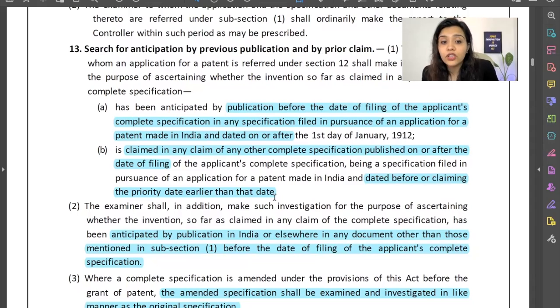Therefore, it is written: is claimed in any claim of any other complete specification published on or after the date of filing of applicant's complete specification. So it is published after my specification, being a specification filed in pursuance of an application for patent made in India and dated before, or claiming a priority date earlier than that date. That means I have an earlier priority. So two things are important here: they have filed the application after me, but it got published before my application.